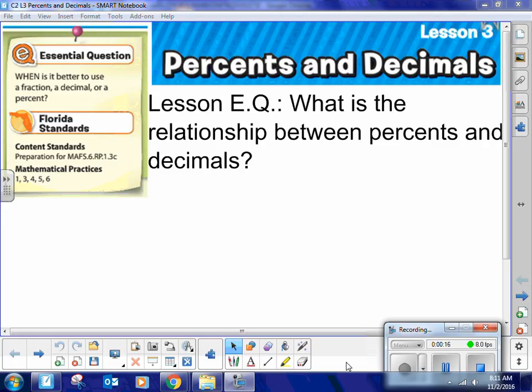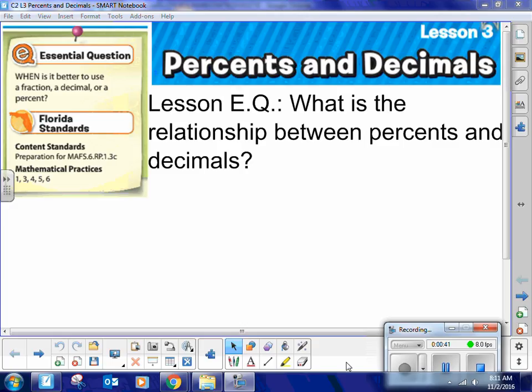All right, so this is going to be percents and decimals. The main essential question that we've been asking is, when is it better to use a fraction, a decimal, or a percent? Since we have not really defined all three of those things, let's not worry about that. By the time we're done with about Lesson 4, we should be able to grasp ourselves and answer that question. Right now, the lesson essential question is, what is the relationship between percents and decimals?